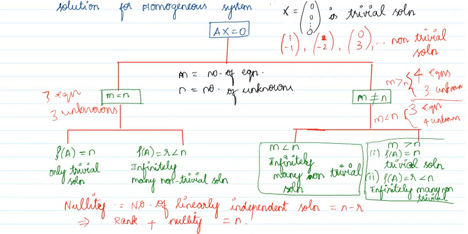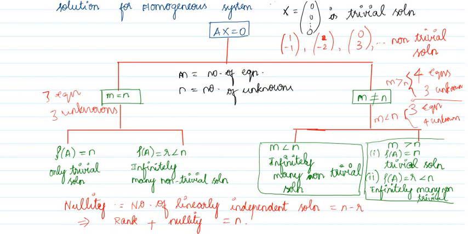Trivial solution means the solution where all x is equal to 0, that is all the values of x are 0, that is the trivial solution. Trivial means insignificant, and non-trivial solution means it is non-zero values of x1, x2, x3 etc. up to xn. Clear?